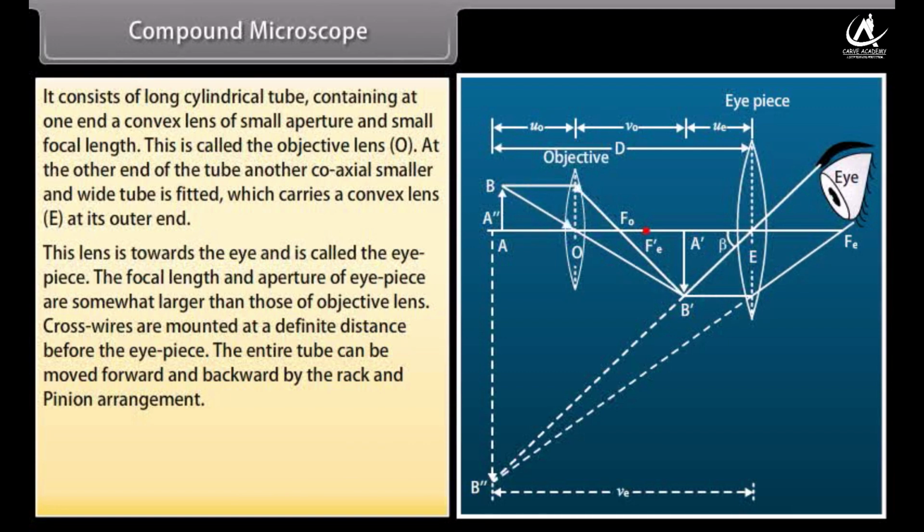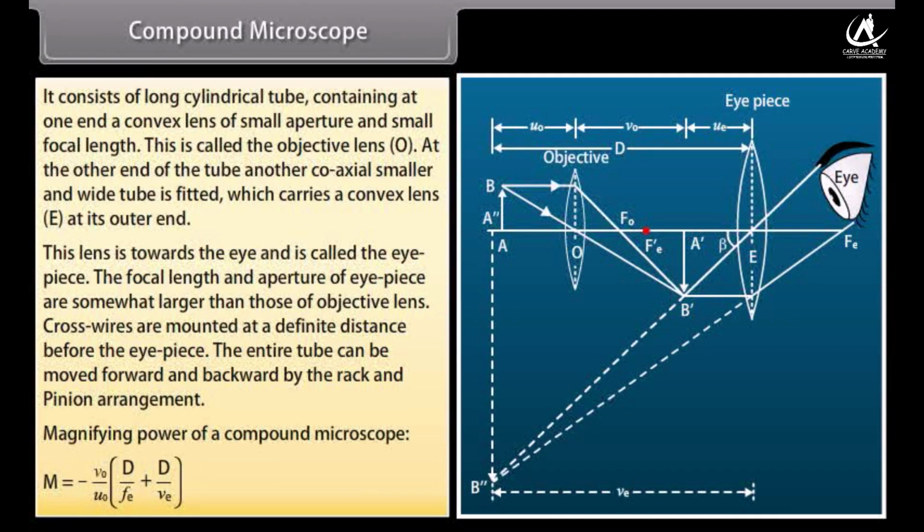The focal length and aperture of the eyepiece are somewhat larger than those of the objective lens. Cross wires are mounted at a definite distance before the eyepiece. The entire tube can be moved forward and backward by the rack and pinion arrangement. Magnifying power of a compound microscope: M is equal to minus V0 upon U0 into (D upon Fe plus D upon Ve). Signs here have already been put.